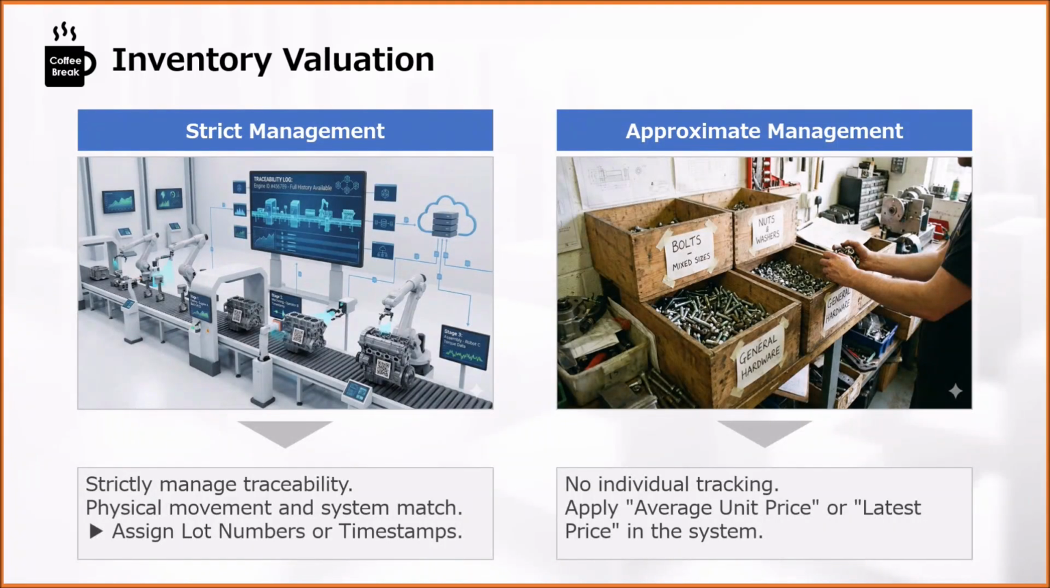For items like automotive engines, suspension systems, aircraft, or medical devices, where you need to strictly track when it was produced, the physical movement in the warehouse must match the system perfectly. In this case, the system also needs to manage additional data like lot numbers or timestamps. On the other hand, if you are not managing individual parts but managing them roughly, you apply an average unit price or latest unit price on the system for management.